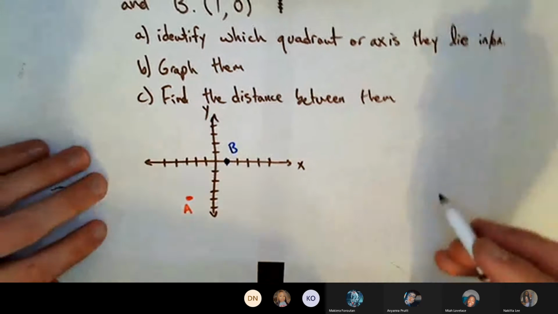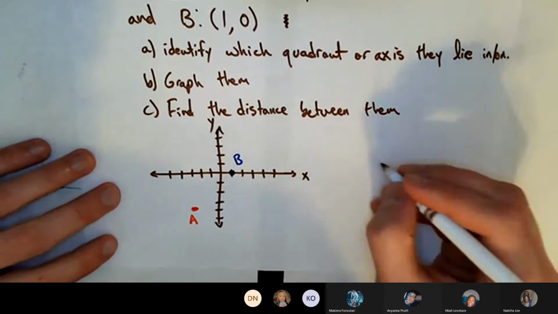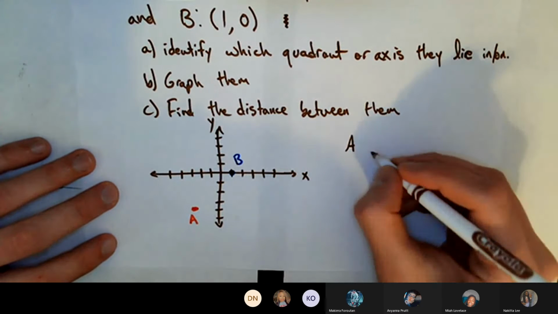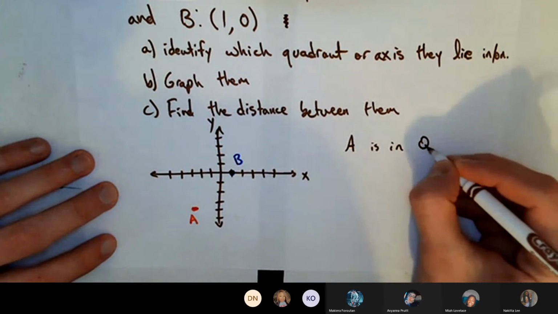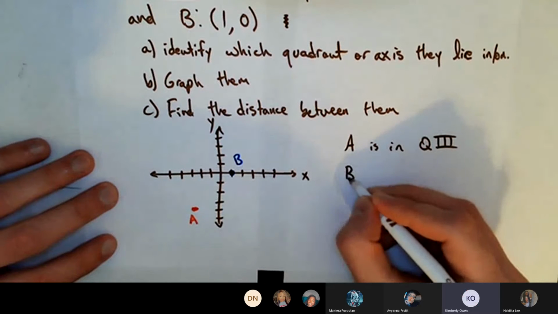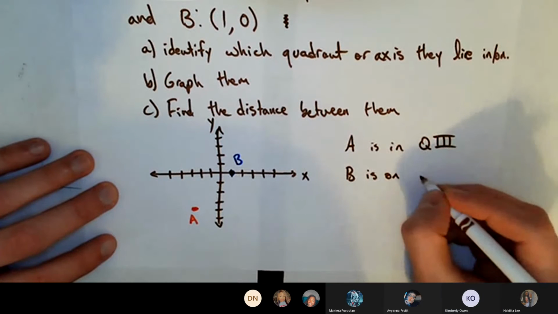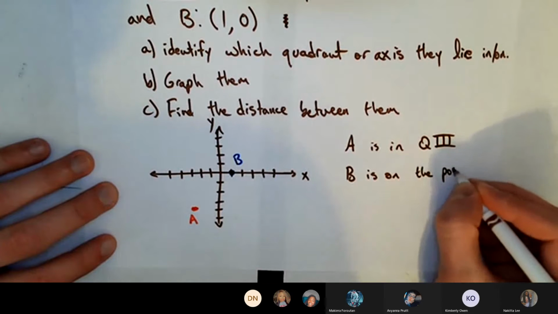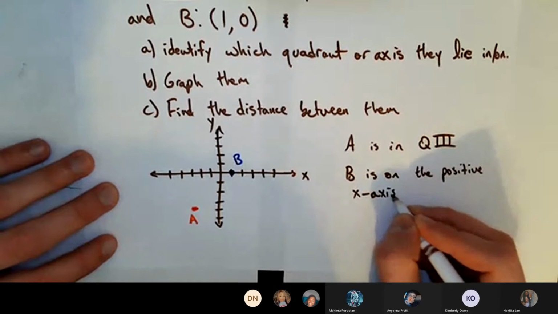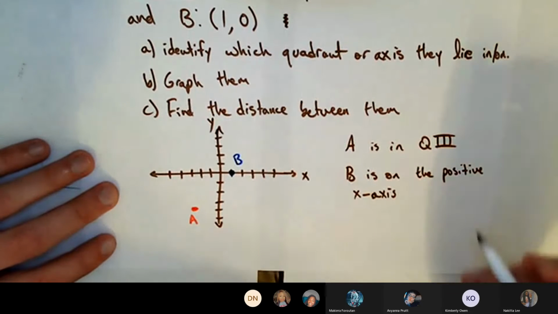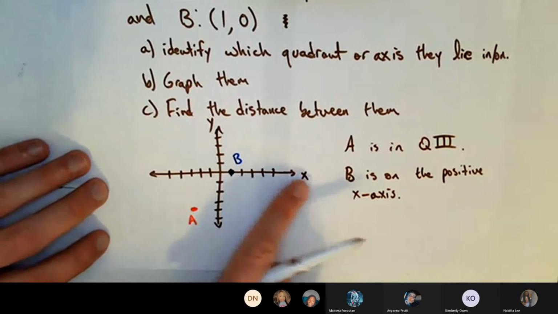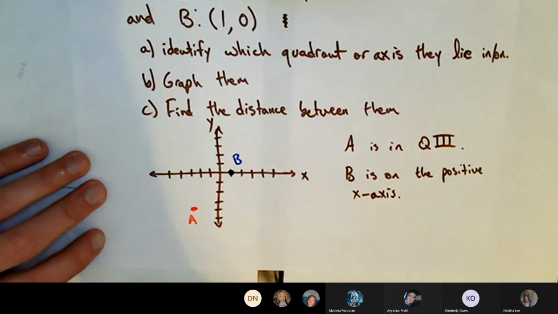So which quadrant or axis do they lie on? Well, I've partially already given it away. Which quadrant is A in, Kimberly? Quadrant 3. Good. And B is also on the positive x-axis. If I wanted to be specific, I'll say positive x-axis. It wouldn't be wrong to say B is on the x-axis, but if we want to be real specific, we'll say the positive x-axis because it's on this side. If it was over here, it would be the negative x-axis.